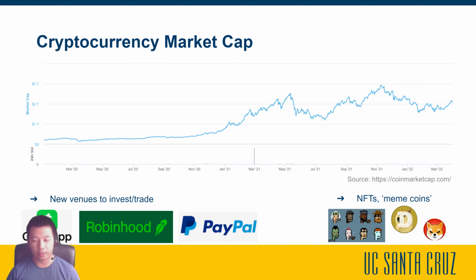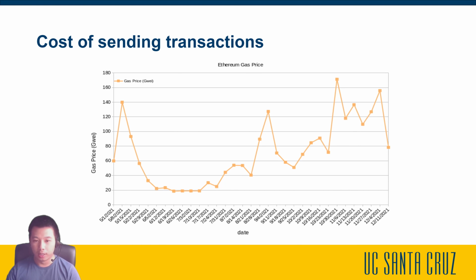Over the past several months, blockchains like Ethereum and Bitcoin have seen an increase in usage. This is due to the fact that trading is more accessible through platforms like Robinhood or PayPal. And in a blockchain like Ethereum, the matter is even worse because of the popularity of things like NFTs and meme coins. So this increase in usage in turn caused the cost of sending transactions on these chains to rise drastically. And the high cost of sending transactions in turn affects the security of payment channels.